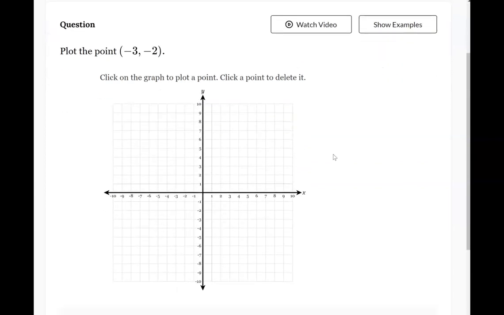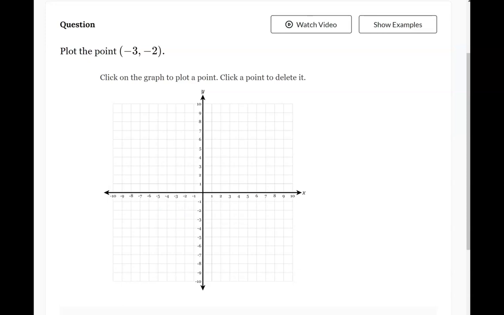It asks you to plot the point -3, -2. So remember, this first point is the x coordinate, and this second point is the y coordinate. And we always start plotting from the origin, right here in the center. So in order to plot the point -3, -2, when I start from the origin, I move along the x-axis first to -3. Then I move along the y-axis to -2. And that's where I'll plot the point.